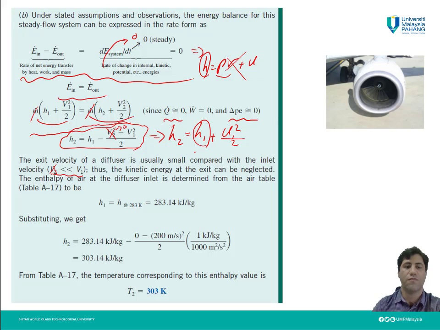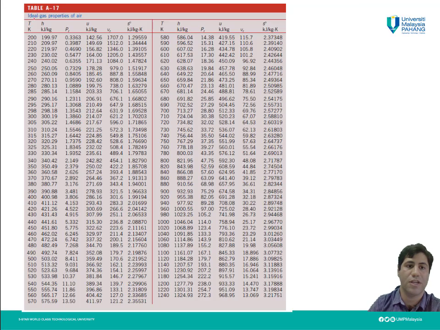But first we need to find H1. To find H1, we need to go to the table for the enthalpy of air at this temperature. As mentioned, we know the temperature of the air at the entrance, so we need to go to the table for air, which is table A17. Okay, this is table A17, ideal gas properties of air. Our temperature is 283. We are in this range. We have temperature 280, we have temperature 285, and we have enthalpies for air at these temperatures, but our temperature is here, 283 Kelvin. So what we need to do is interpolation to find this enthalpy.